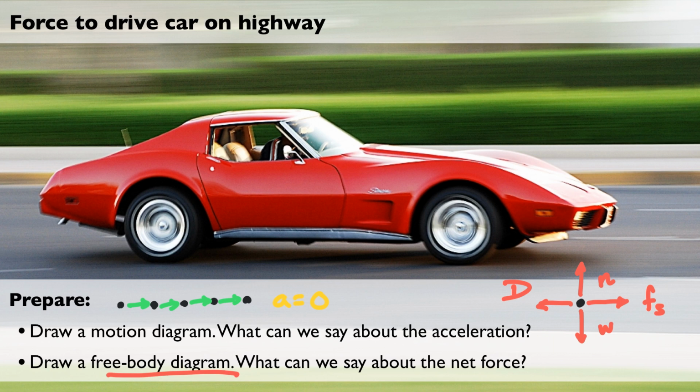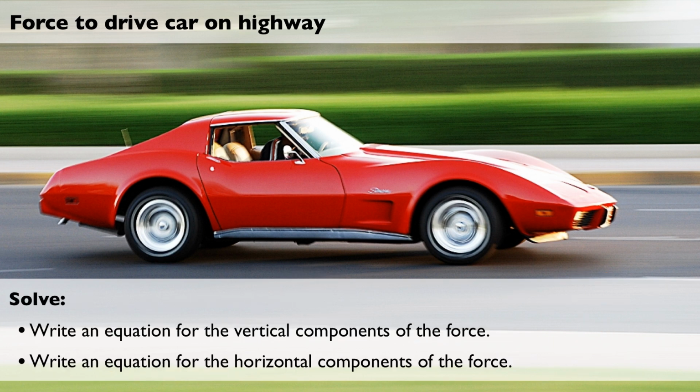Now, what can we say about the net force? Well, since we said the acceleration was equal to 0, that lets us say something about the net force, and we can say F net is equal to 0. Now, I'm going to rewrite that free body diagram on this slide, and we're going to talk about doing our solution. I have an upward normal force, a downward weight force, a forward friction force. That's the force necessary to make the car go forward. And I got a backward drag force.